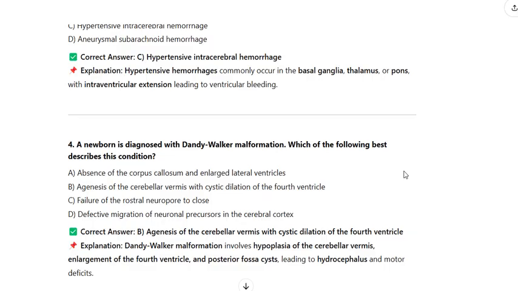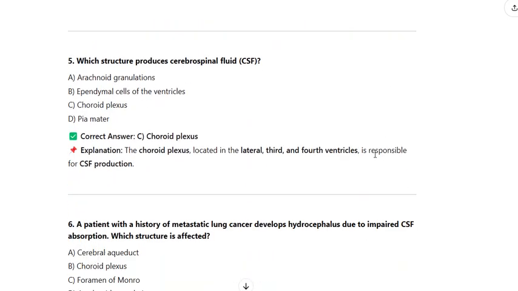5. Which structure produces cerebrospinal fluid, CSF? A. Arachnoid granulations. B. Ependymal cells of the ventricles. C. Choroid plexus. D. Pia mater. Correct answer, C. Choroid plexus. Explanation. The choroid plexus, located in the lateral, third, and fourth ventricles, is responsible for CSF production.